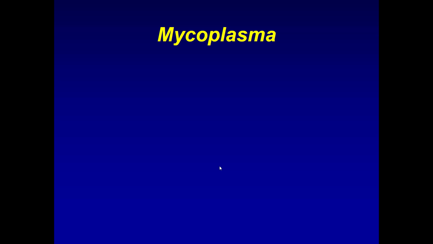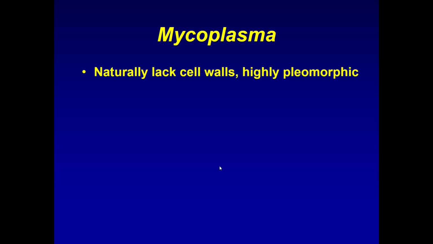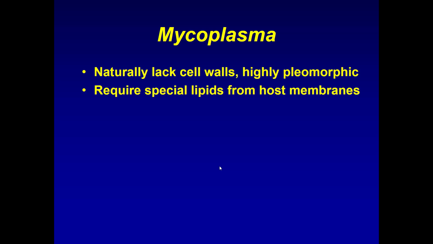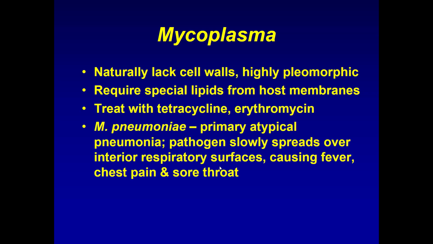We've got mycoplasmas next, and we mentioned these very early in the semester. Mycoplasmas, remember, are bacteria that naturally lack a cell wall. They have no peptidoglycan. They therefore require some special lipids from the host cell membrane. And the thing that you need to know about them is this one, Mycoplasma pneumoniae. So this is the causative agent of primary atypical pneumonia.